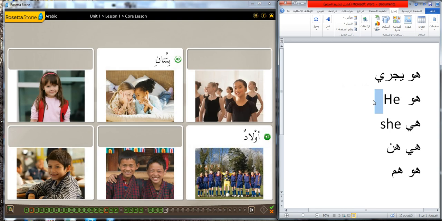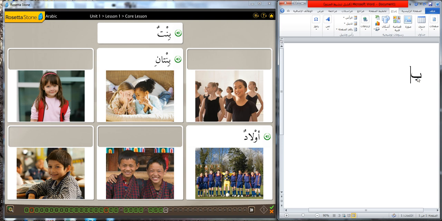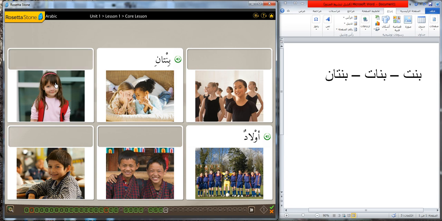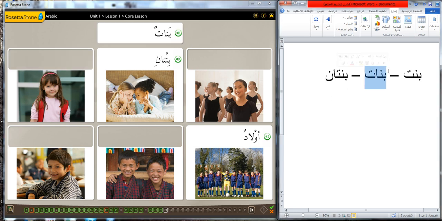بنتان. أولاد. بنت. Now we have bint, one girl, and then banat, girls, and now two girls, bintan. So bint, banat, bintan. Two girls. This is in Arabic. بنات. Banat, girls.